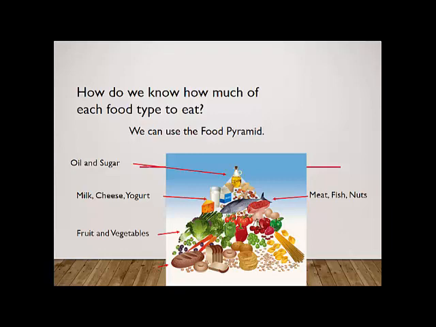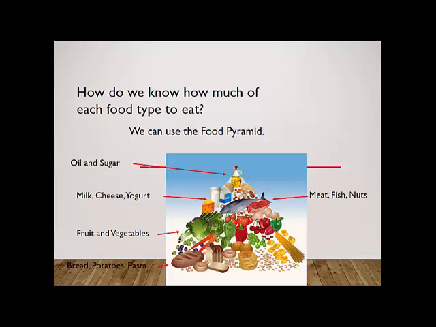Then you see fruits and vegetables. They are required in higher quantity. They are present one level above the bottom of the pyramid. Bread, potatoes, and pastas are present at the bottom of this pyramid, and they are required in the highest quantity.